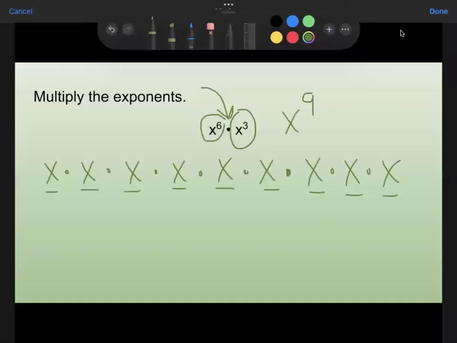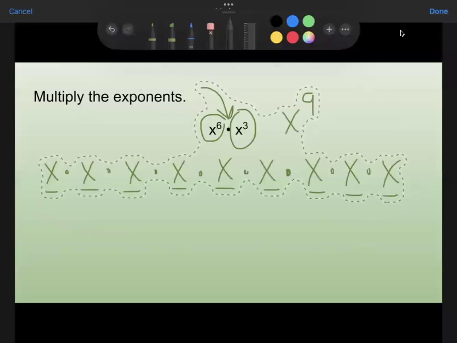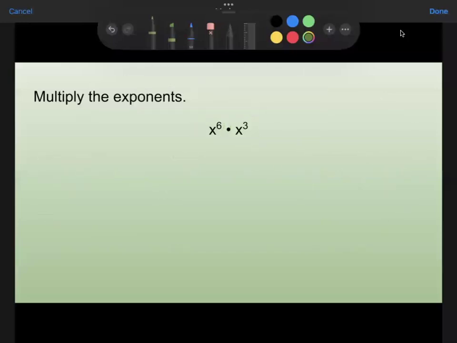Now here is the shortcut version. Okay, so here's the shortcut version, which most of us will use once we get good at this. And that is if the bases are the same, which in this case they are, you keep that base, and then you add together the exponential numbers. So you're going to add together the 6 and the 3. Well, the 6 plus 3 equals 9. So you can see that either way, we ended up with the same answer of x to the 9th.